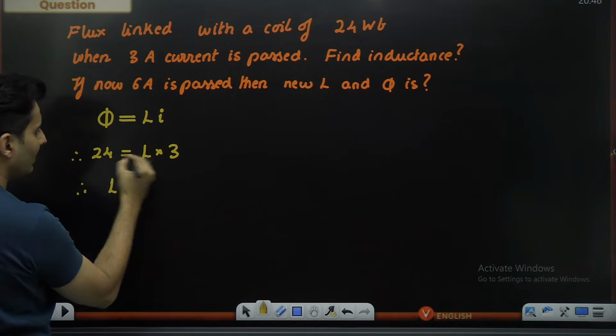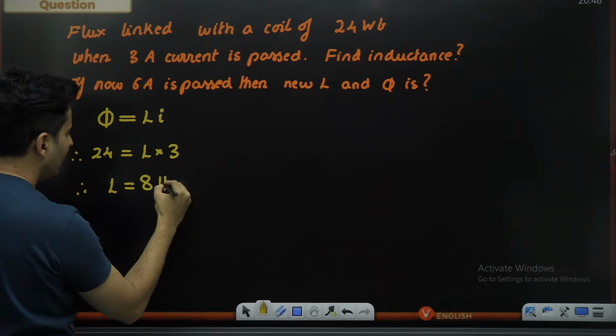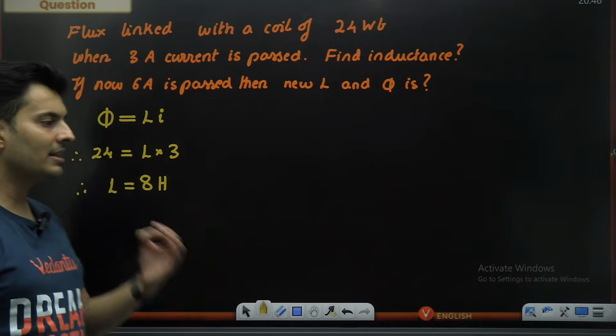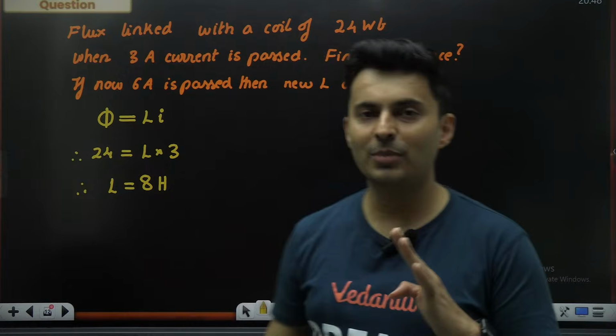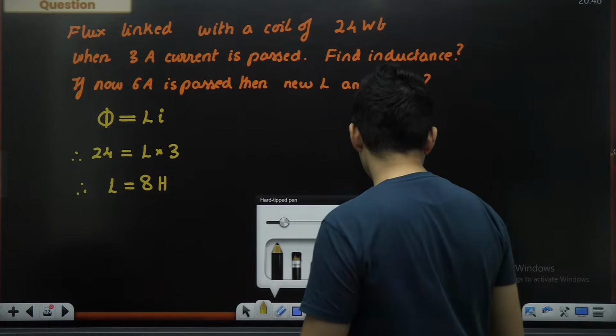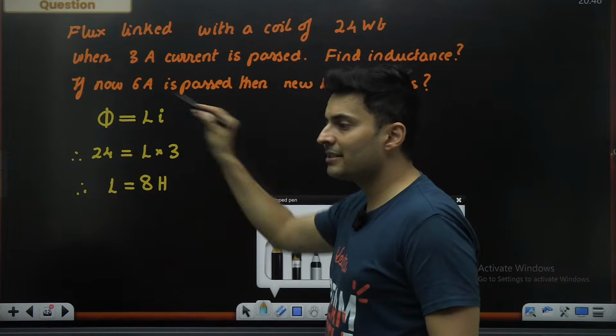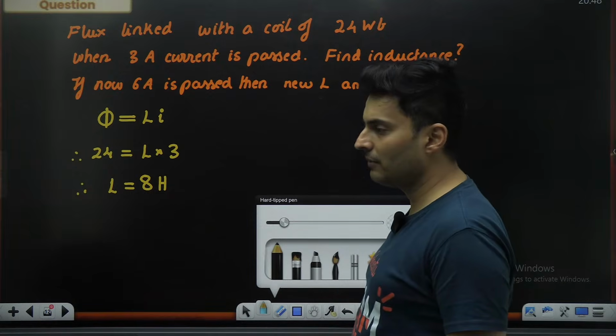Therefore, inductance will be 24 by 3, which is 8 Henry. So 8 Henry is the inductance. Very simple and straightforward. Now the second part of the question. If the current is changed, what will happen to the inductance and the flux?